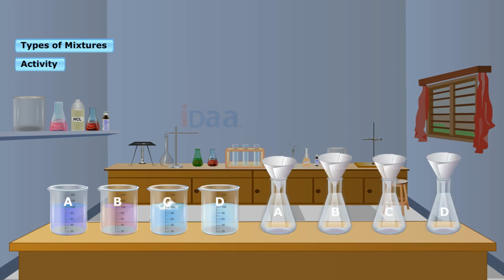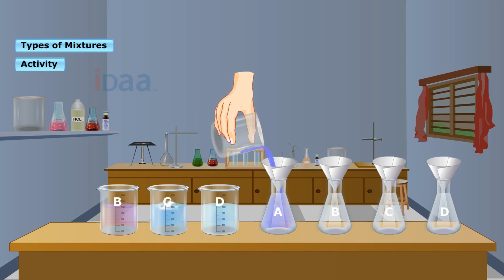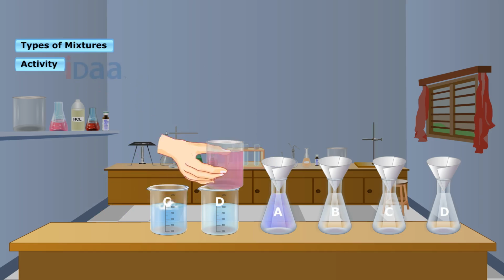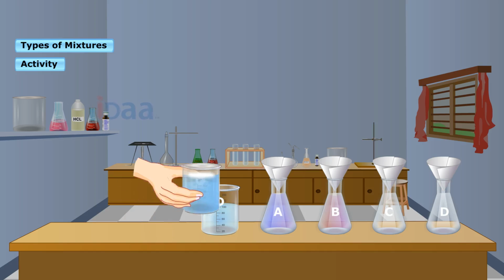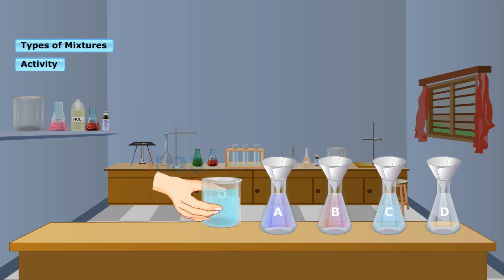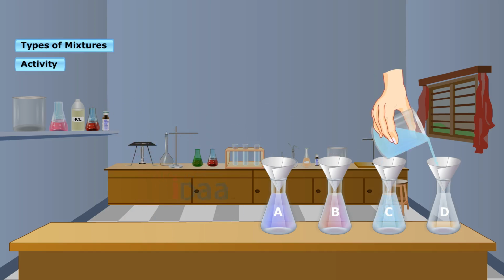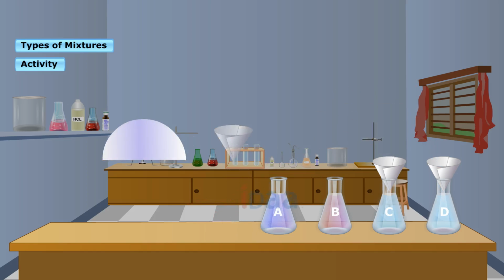Prepare 4 conical flasks with each one having a filter paper. Pour each of the mixtures through a filter paper covered conical flask. You will notice all the liquid has seeped into the flasks from beakers A and B and nothing is left on the paper. This type of combination is called a solution.